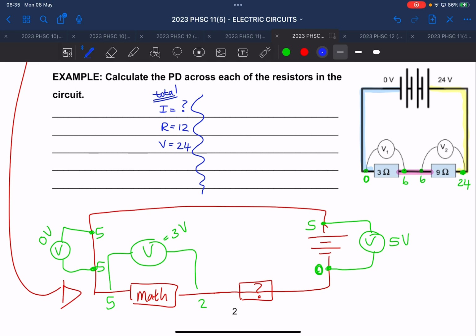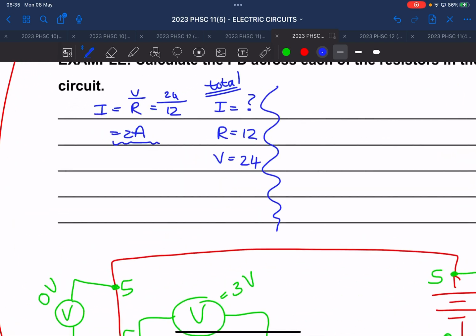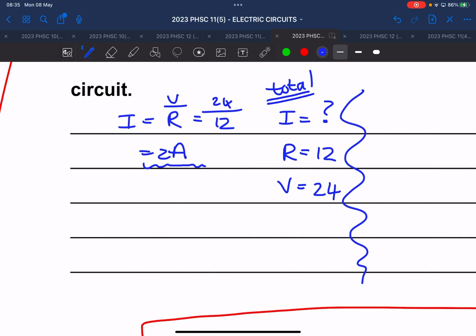Okay, so to get the current, it's going to be volts over resistance. That is 24 divided by 12, and that gives you 2 amperes. I'm doing this very quickly because we're going to practice that again, and it should be easy. Okie dokes.